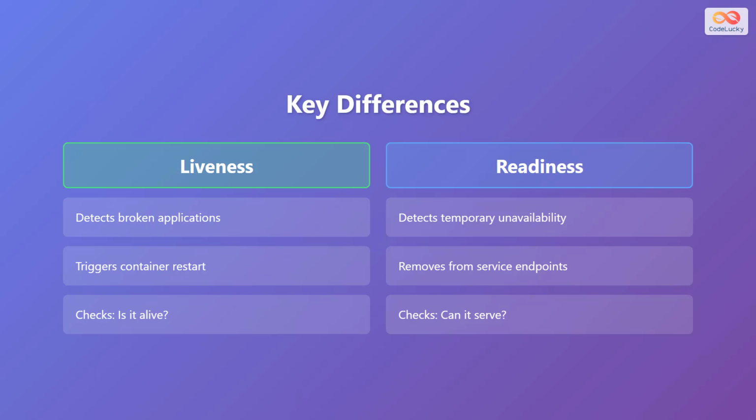Let's compare these two probe types side by side. Liveness probes detect broken or stuck applications and trigger a container restart. They answer the question, is it alive? Readiness probes, on the other hand, detect temporary unavailability and simply remove the pod from service endpoints without restarting it. They answer, can it serve requests? Understanding this distinction is critical. Use Liveness probes for permanent failures that require a restart, and readiness probes for temporary conditions where the container just needs time to recover or finish processing something.